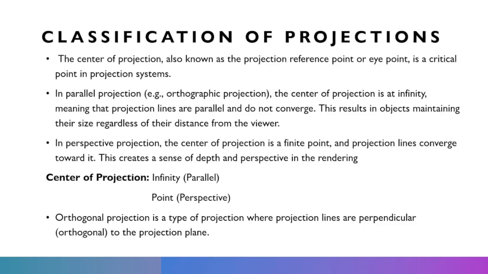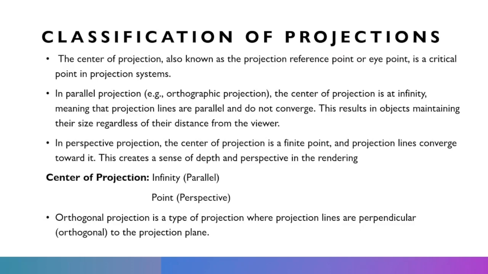So perspective doesn't lead to the same size for the object when we convert to the 2D projection. But in the parallel projection, we don't have any convergence. The result will maintain the size regardless of the distance from the viewer. So it is one of the main differences between parallel projection and perspective projection.